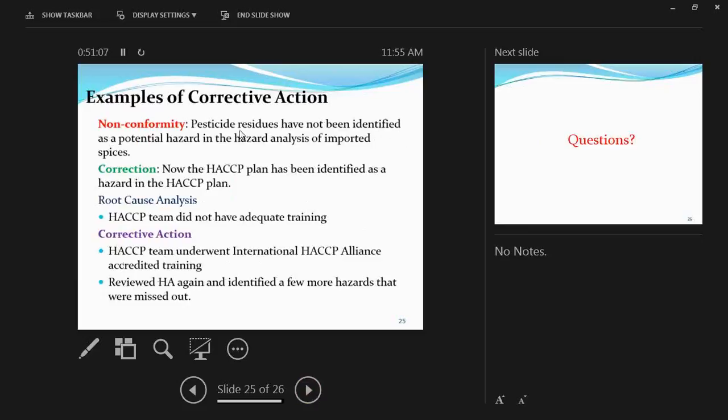Just another example. Pesticide residues had not been identified as a potential hazard in the hazard analysis. Correction was, the hazard plan has identified that particular hazard. Okay. The root cause analysis: the hazard team did not have adequate training. So that's why they could not identify these things, for instance, pesticide residues. And the corrective action, the hazard team underwent a comprehensive, accredited training. And the whole team reviewed the hazard analysis, not just pesticide residues. It looked for other missing elements, and they did a comprehensive review of the hazards and identified a few more hazards that were missed out. So that is what is called a comprehensive corrective action.